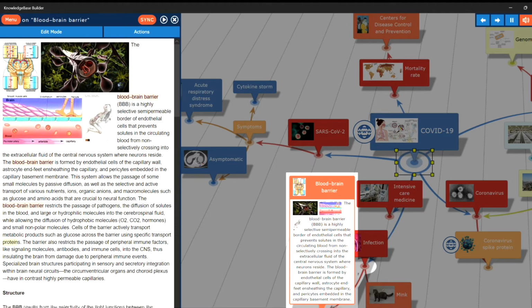Blood-brain barrier. The blood-brain barrier, BBB, is a highly selective semi-permeable border of endothelial cells that prevents solutes in the circulating blood from non-selectively crossing into the extracellular fluid of the central nervous system where neurons reside. The blood-brain barrier is formed by endothelial cells of the capillary wall, astrocyte end feet ensheathing the capillary, and pericytes embedded in the capillary basement membrane.